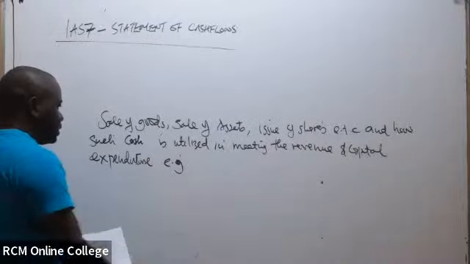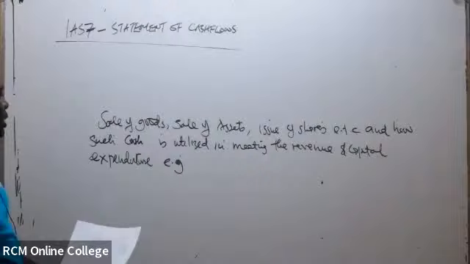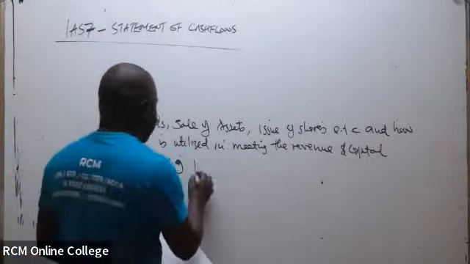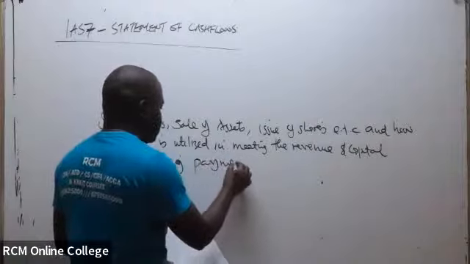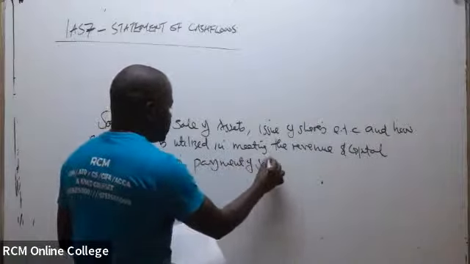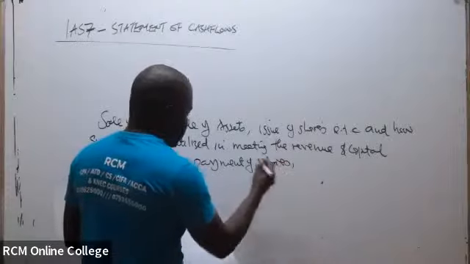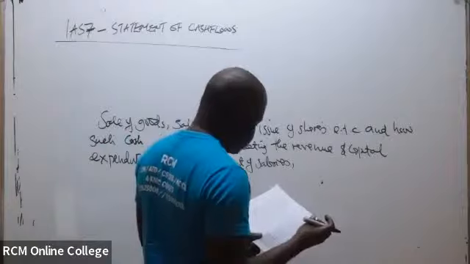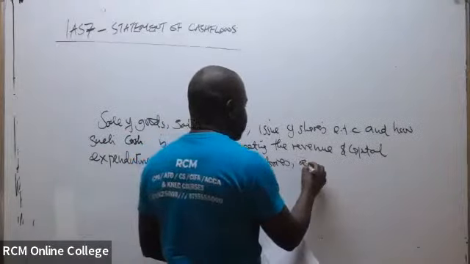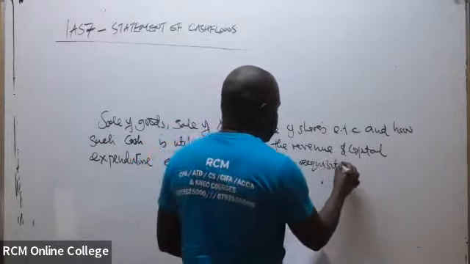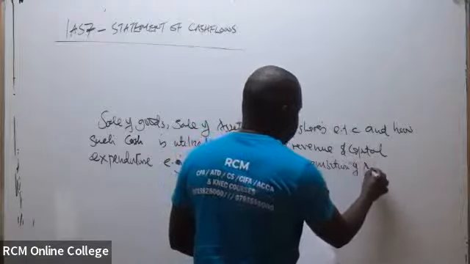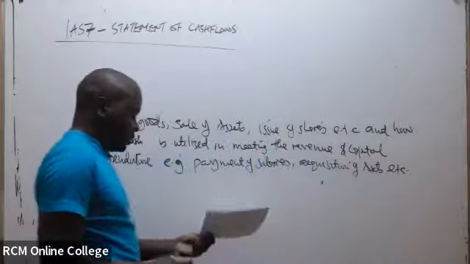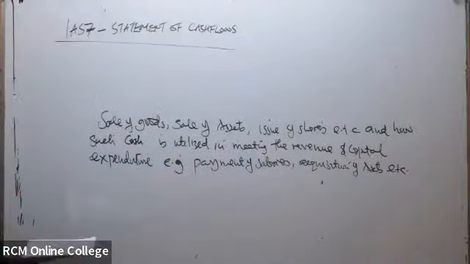E.g., some of the revenue and capital expenditure here can include, for example, payment of salaries, acquisition of assets, etc. So overall, in this case, it will be able to show how cash is coming in.